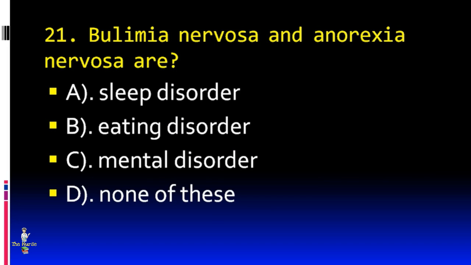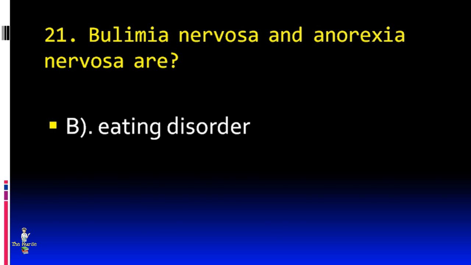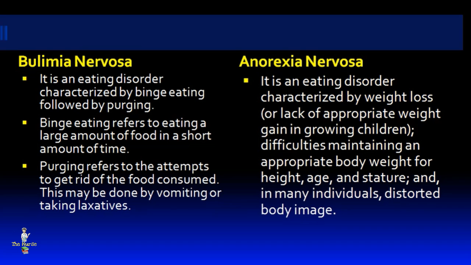Bulimia nervosa and anorexia nervosa are sleep disorder, eating disorder, mental disorder, none of these. Correct answer is eating disorder. Bulimia nervosa is an eating disorder characterized by binge eating followed by purging. Binge eating refers to eating a large amount of food in a short amount of time. Purging refers to the attempts to get rid of the food consumed. This may be done by vomiting or taking laxatives.